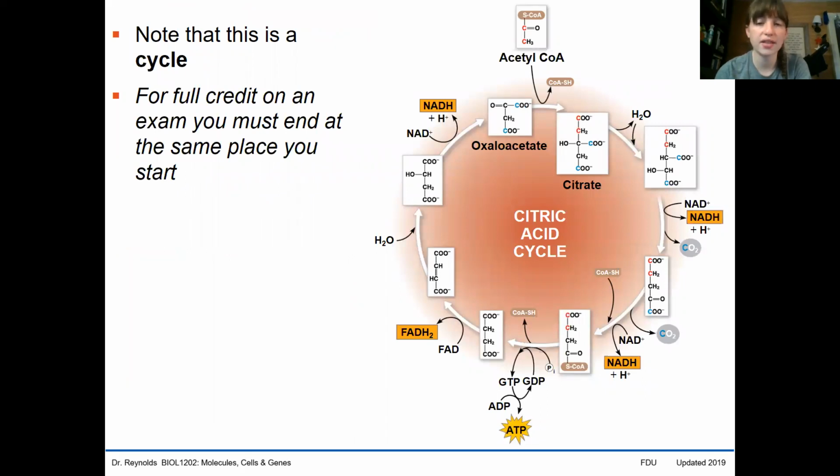Make note of the fact that this is a cycle. And if you're asked to describe why this is a cycle, you need to actually do the same thing. A cycle is something that starts and ends at the same place. So your answer needs to start and end at the same place. If you start by describing acetyl-CoA and its attachment to oxaloacetate, make sure that your answer includes that these create citrate, which decomposes back to oxaloacetate and can recombine with a new acetyl-CoA. My answer started and ended at the same place.